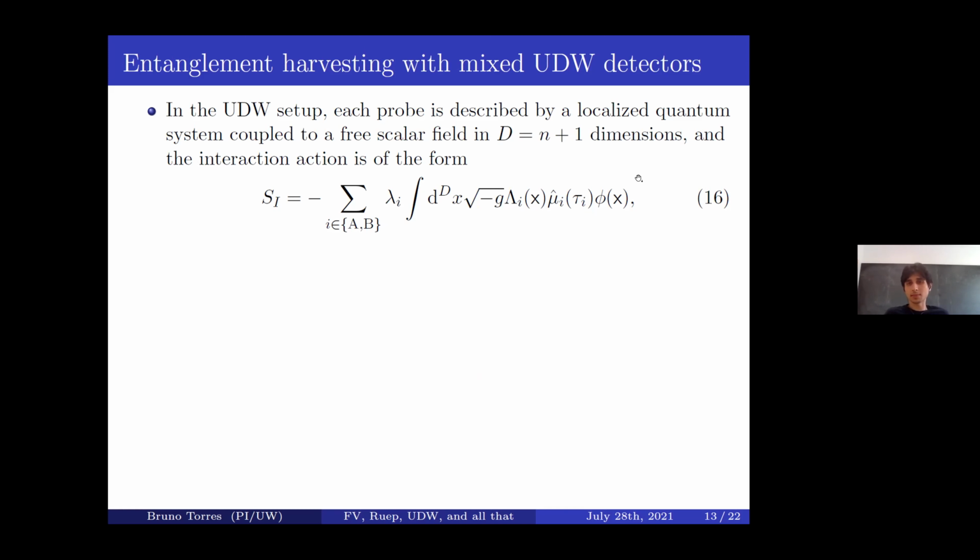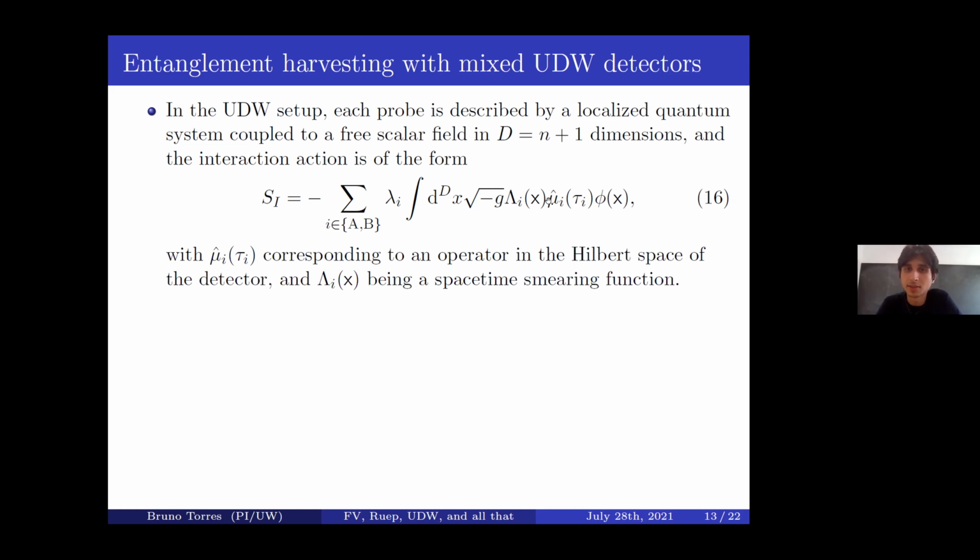So again, in the case of an Unruh-DeWitt detector, as we all know, each probe will be described by some localized quantum system around some fixed trajectory in space-time. And in particular, in the case of entanglement harvesting, we will have two probes that together couple to the field with an overall interaction action that is given by this, where this mu of tau corresponds to an operator in the Hilbert space of each of the detectors. So in the case of a two-level system, that would be the sigma x or the monopole operator. And in the case of the harmonic oscillator, it could be, for example, the position operator. And lambda, this capital Lambda here, is the space-time smearing that sets the location or the support of the coupling in space and time, right?